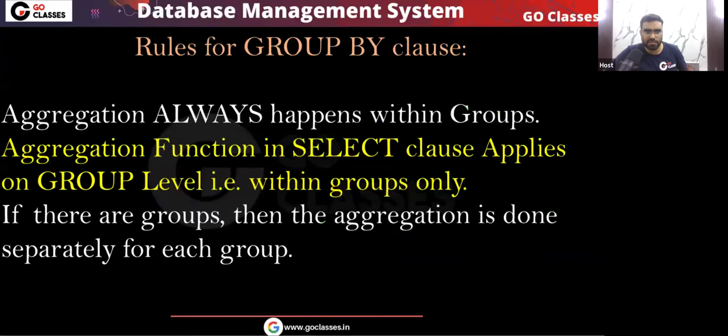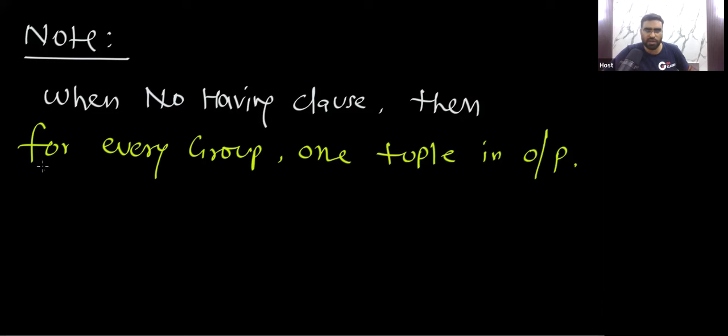So let me write it here. This is a note. When there is no having clause, then what will be the answer? When no having clause, then for every group one tuple in output. Also, so I can say, the number of tuples in output will be what?